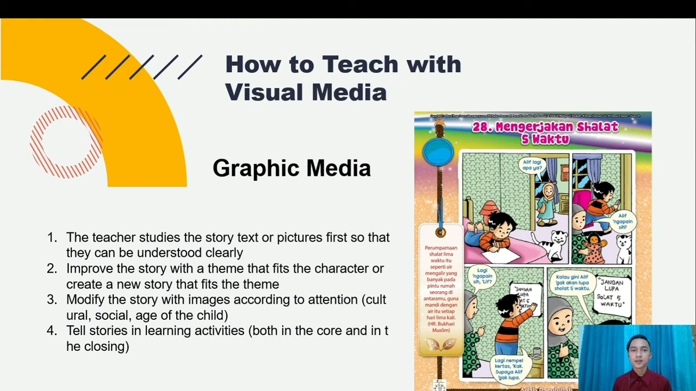And next, teaching with graphic media. The first thing to do, the teacher studies the story text or pictures first so that they can be understood clearly. And the second is improve the story with a theme that fits the character or create a new story that fits with the theme. And the third is modify the story with images according to attention, such as cultural, social, and age of the child. And the fourth is tell stories in learning activities, both in the core or in the closing.